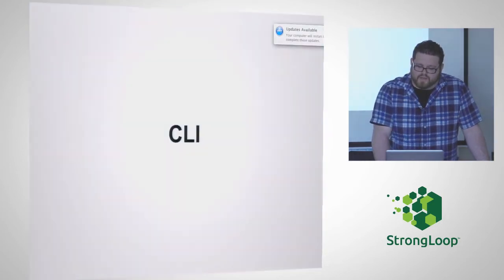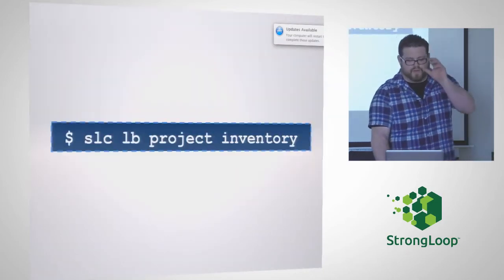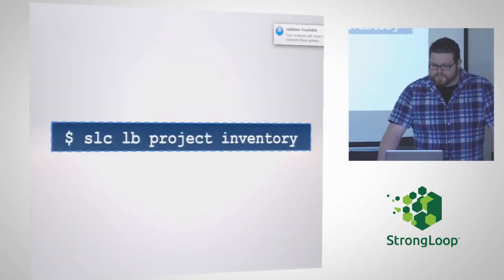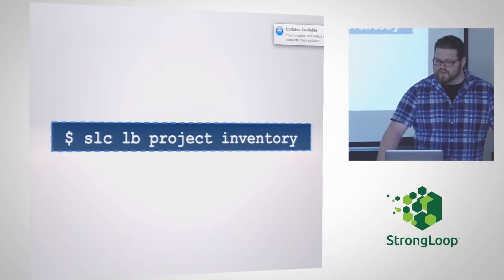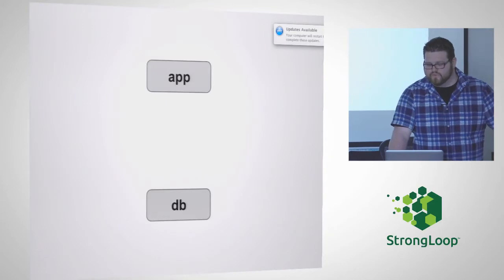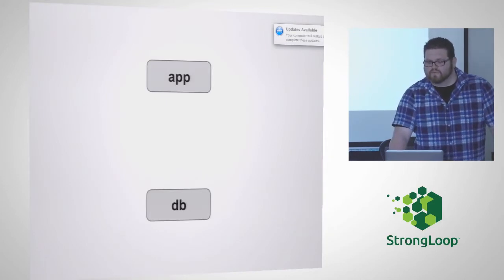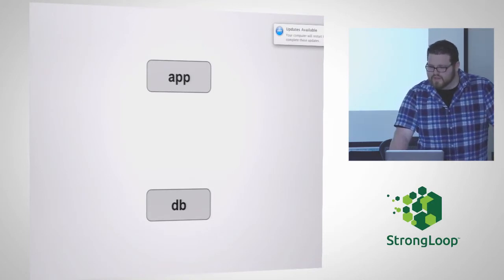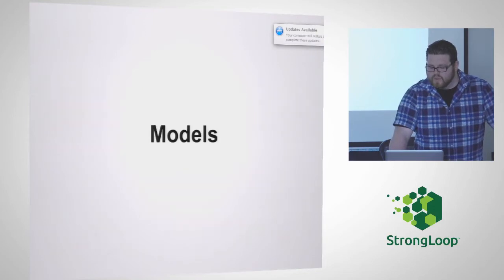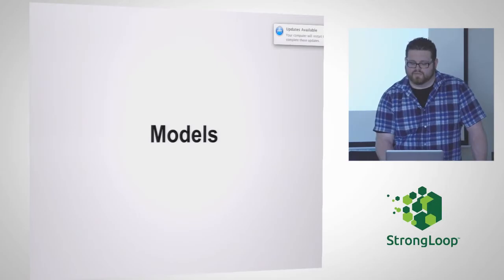But we provide a command line to scaffold your app. The first command you'll probably use is project. In this example, we create a project called inventory. This comes with two different modules. One is app, that's your server. It's kind of like the example I just showed. And then you also get an in-memory database. But it's not really that useful until you add in something specific to your backend.